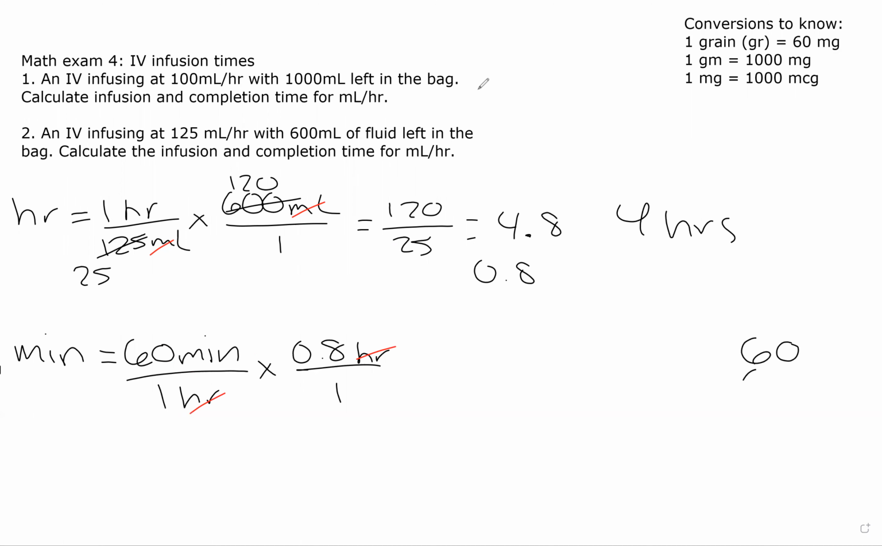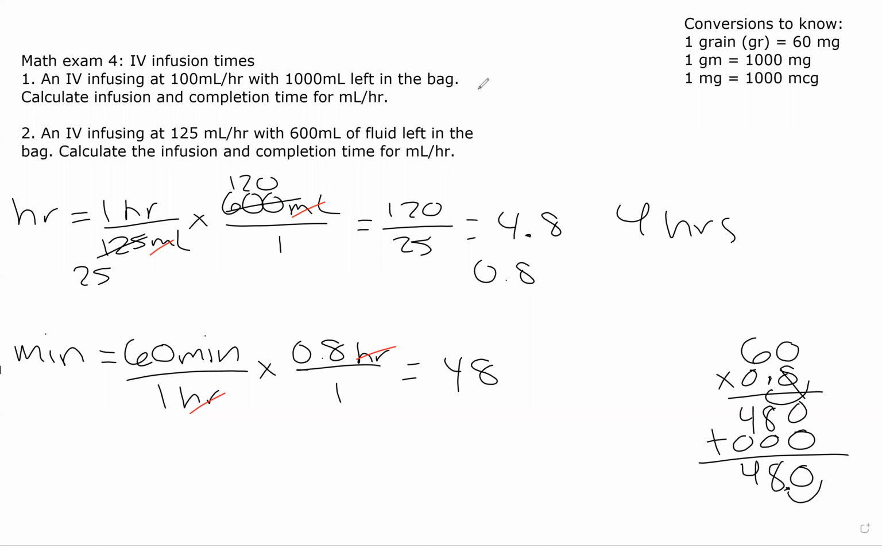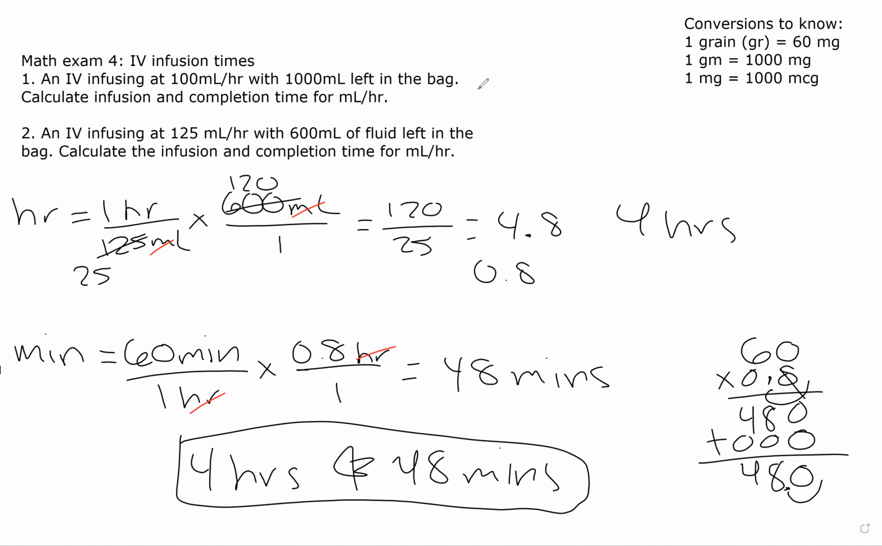And so we can just multiply. So 60 times 0.8: 8 times 0 is 0, 8 times 6 is 48. Placeholder 0. Add that together. We'll move it in 1 decimal place. And so it equals 48. So our full answer is 48 minutes. Our full answer is 4 hours and 48 minutes is how long it'll take for the rest of the IV to infuse.